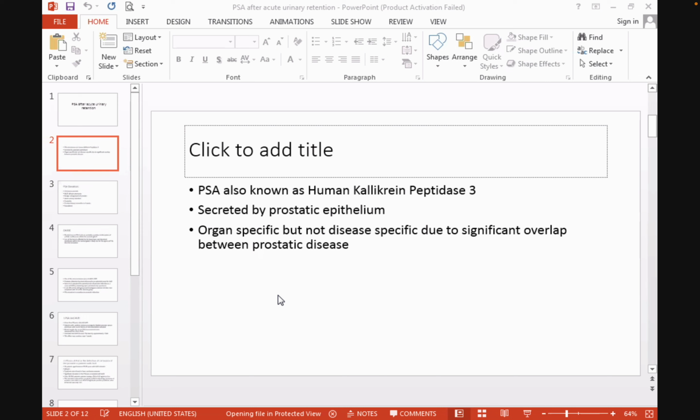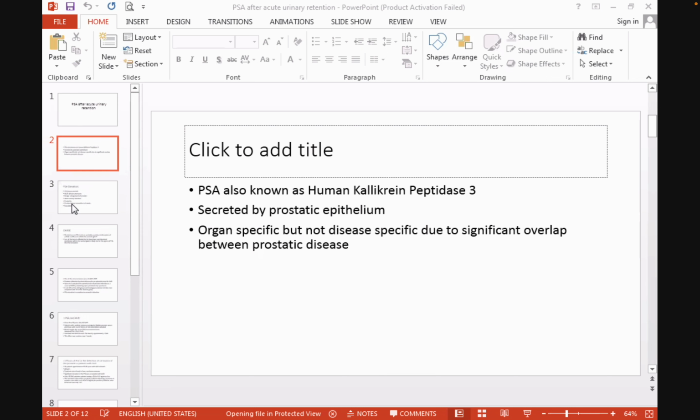Prostate specific antigen, also known as human kallikrein peptidase 3, is secreted by the prostatic epithelium, and it is organ specific but not disease specific due to the significant overlap between the various prostatic diseases.